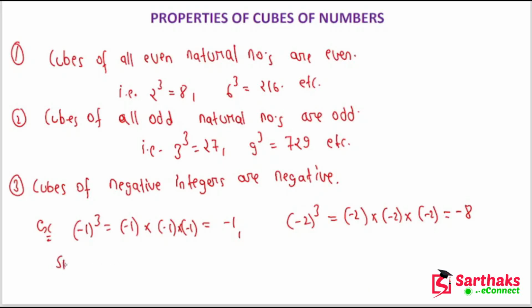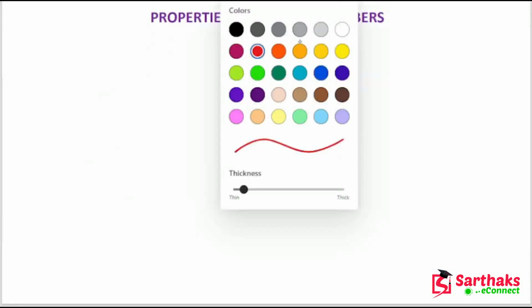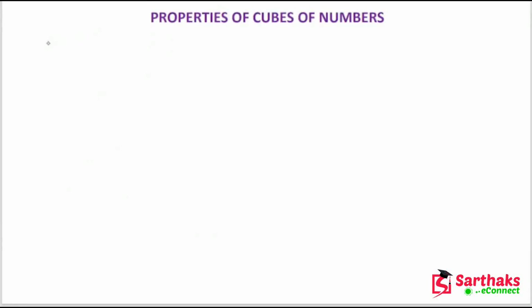Similarly, you can write cube of 9, 8, 7. Similarly, you could calculate minus 5 cube. So minus 5 cube is also minus 5 into minus 5 into minus 5, which equals minus 125, right? So these were the 3 properties. Now let us talk about property number 4, right?